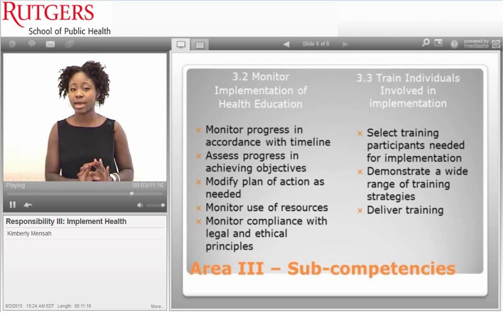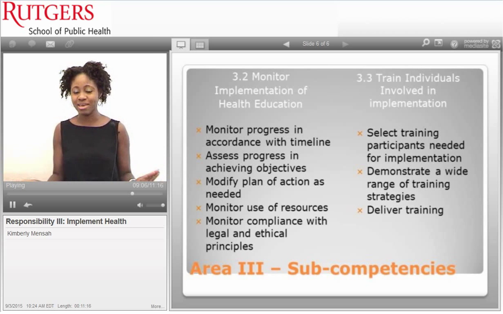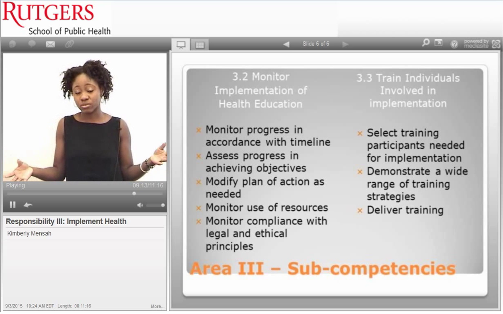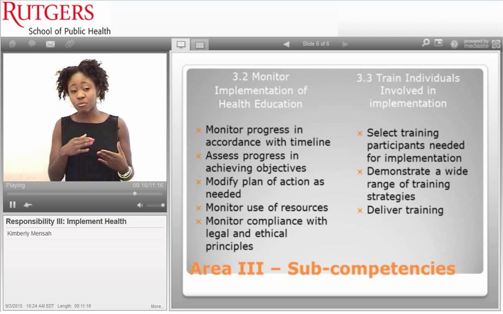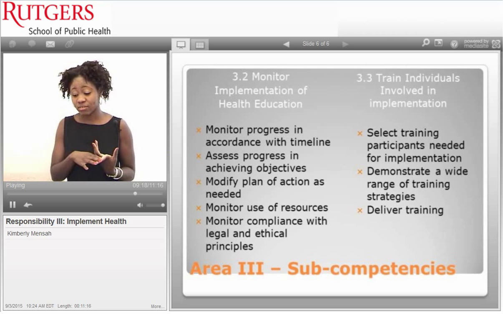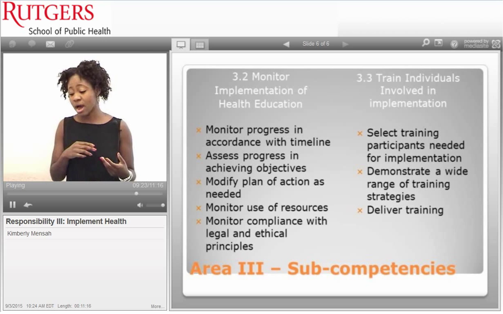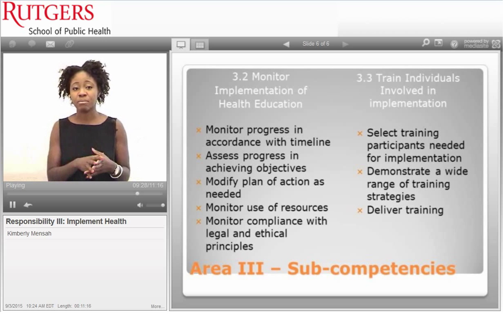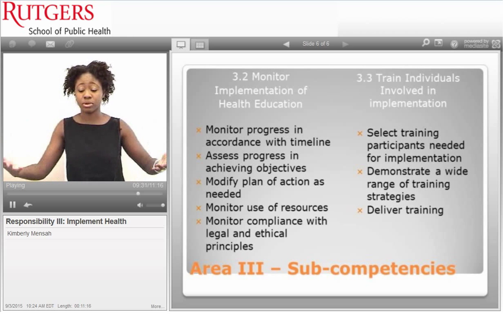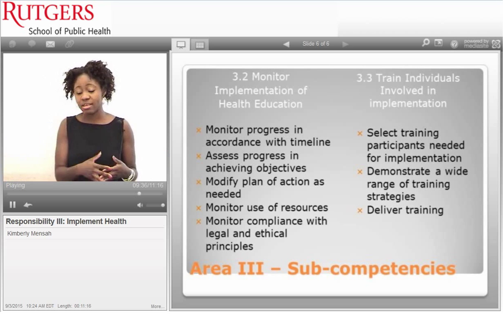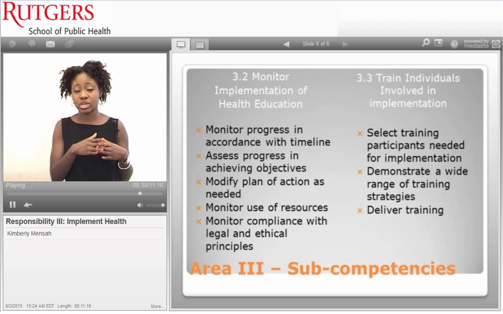So hopefully you're not going at this program alone. You have instructors and professionals that are helping you implement your program. And you might have to train those individuals. In order to do that, well, first you have to select individuals who are also passionate about your program, who are qualified, who kind of have the same qualities as a health educator because they will be helping you put the program together.